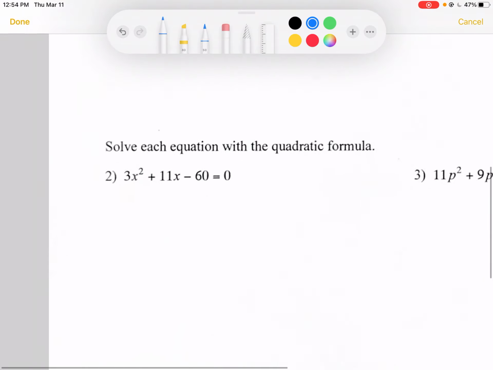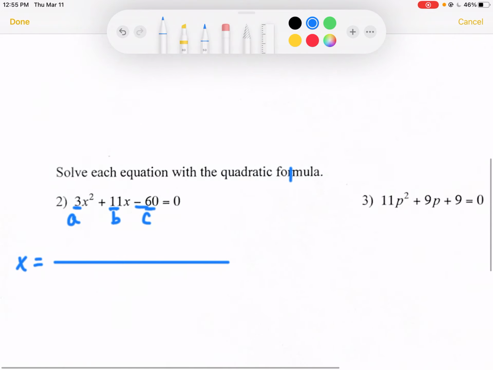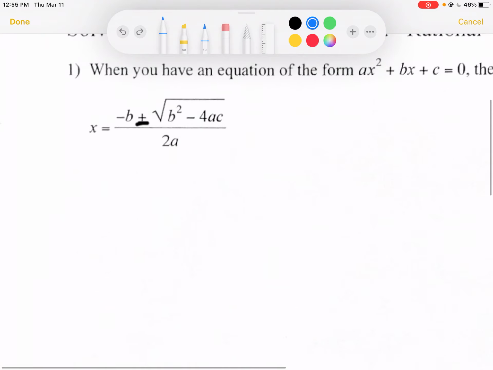Number 2 here. We have 3x squared plus 11x minus 60. So what we're looking for is the coefficients, the numbers that are in front of each term. So a is 3, b is 11, c is negative 60. I'm going to set this up just like the equation that was up above. Hopefully you wrote that down. If you didn't, there it is. Try writing that down.